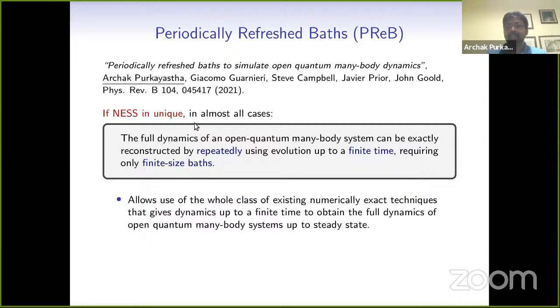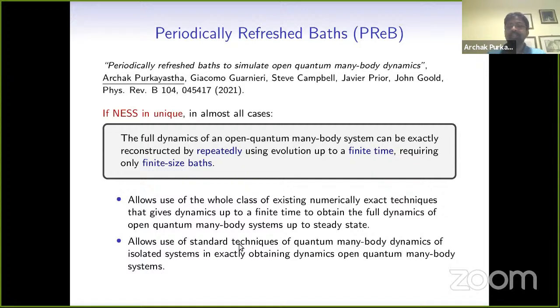So why does this change everything? I mentioned there are numerically exact techniques that allow simulation up to a finite time. Now what I'm saying is we can use those and recursively reconstruct the full dynamics up to steady state. The second thing is, if you remember, I spoke about brute force techniques. There you take the system and the baths as a large enough isolated system and just evolve the full thing. You do not need any open system tricks, just standard techniques for dynamics of isolated systems. Since you need only finite-size baths, you can use those tricks to do the dynamics.